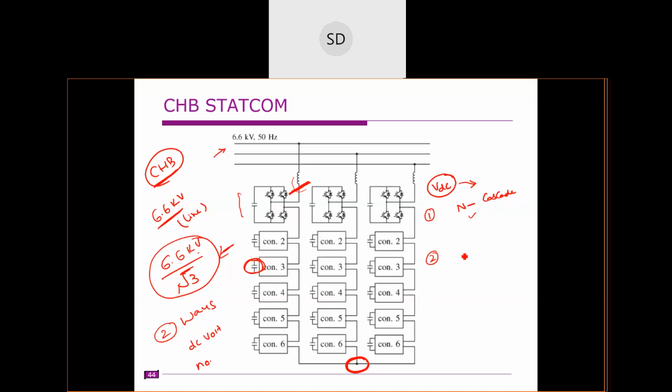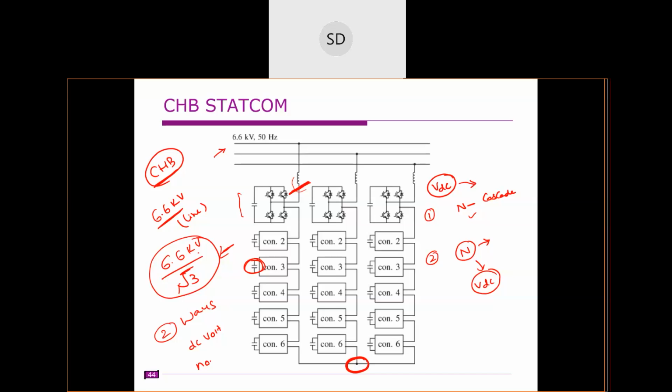The other way is, first we will select this N, the cascade number, so how many H bridges we need to connect. Based on that, we can select this VDC.